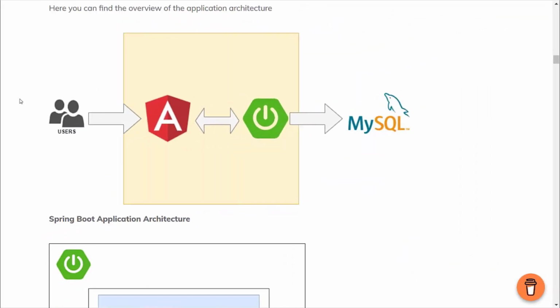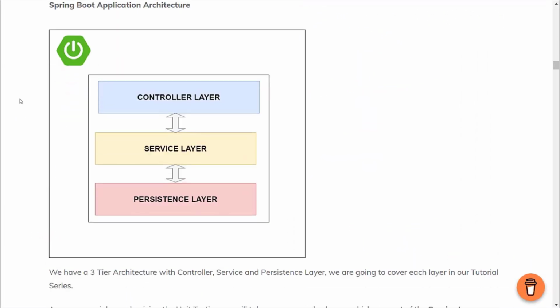So if you check the architecture diagram of the Reddit clone application, it is divided into 3 layers. We have the controller layer where the REST controllers are stored, and in the service layer we have the business logic of the application which is stored in the services, and in the persistence layer we have code for all the repositories which store the data into the MySQL database.